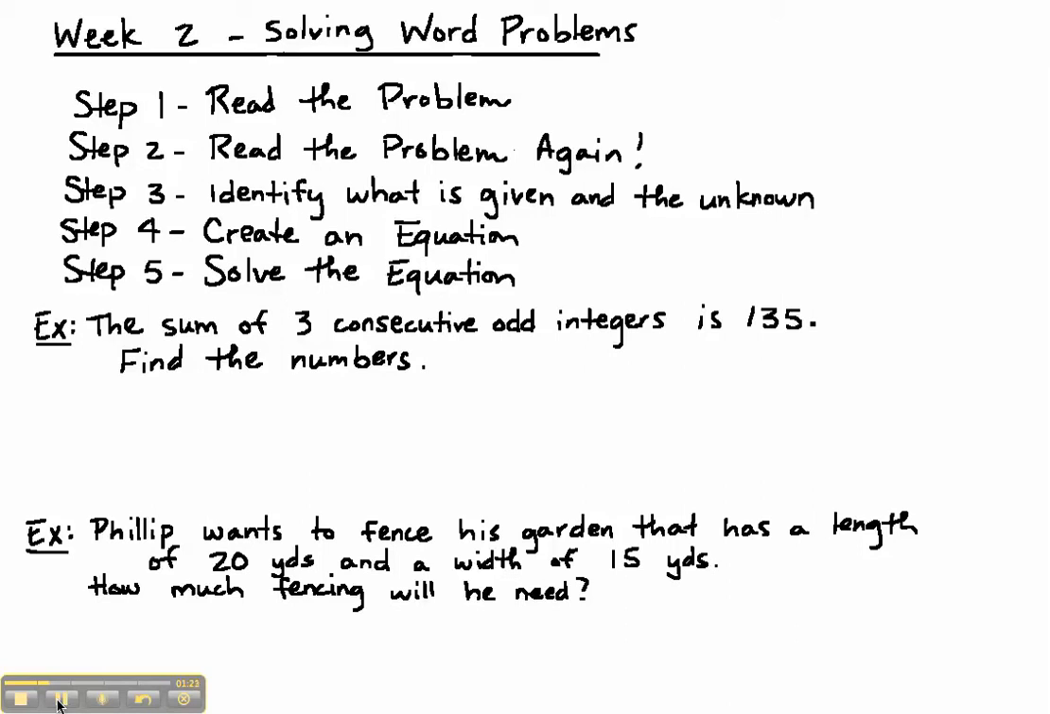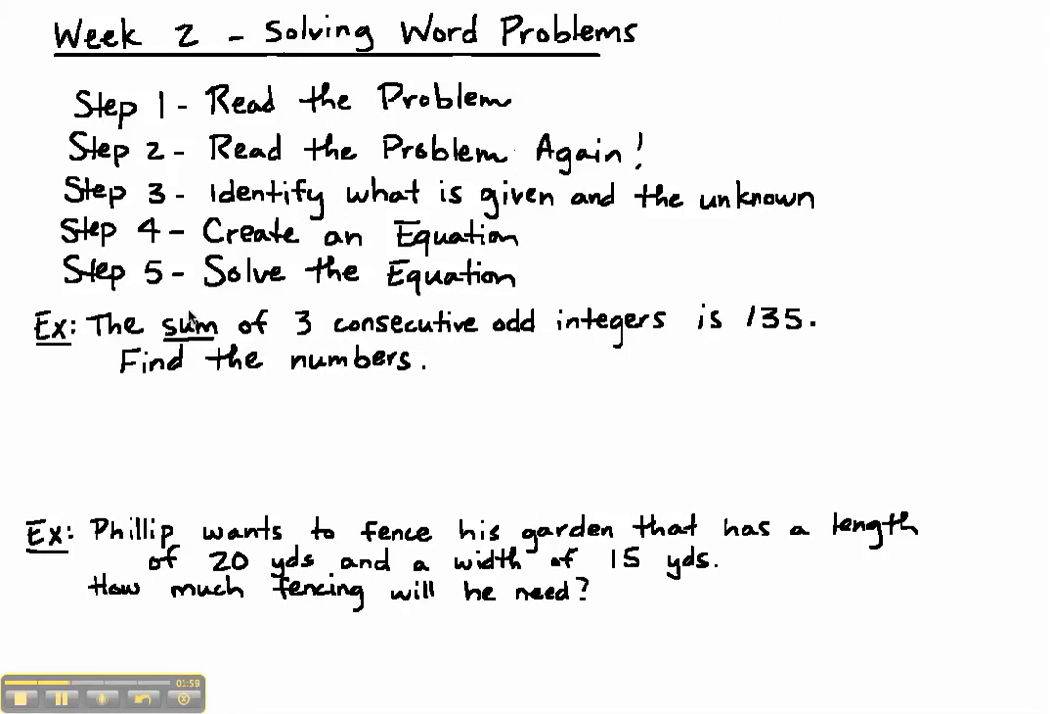So let's look at a couple of examples following these steps, making sure that we can execute this technique of solving word problems. In our first example, the problem reads, the sum of three consecutive odd integers is 135. Find the numbers. If you're following the steps, our step two is to read it again. The sum of three consecutive odd integers is 135. Find the numbers. So we need to identify what is given, and we can do this by identifying keywords.